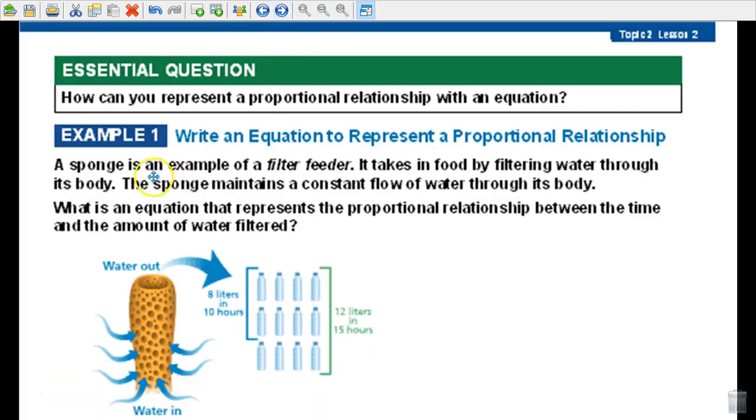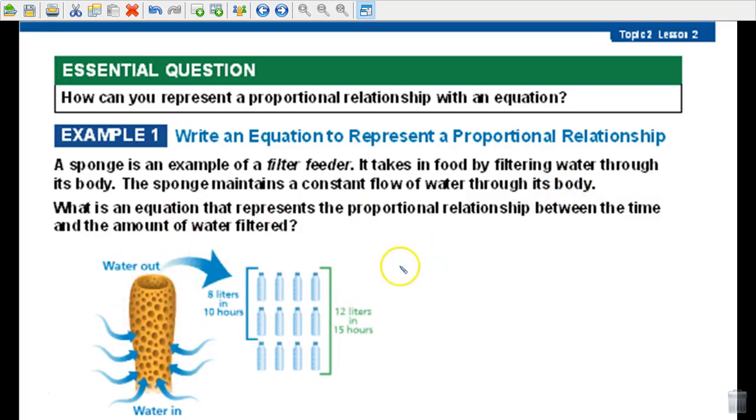Okay, so example 1. Write an equation to represent a proportional relationship. A sponge is an example of a filter feeder. It takes in food by filtering water through its body. The sponge maintains a constant flow of water through its body. What is an equation that represents the proportional relationship between the time and the amount of water filtered? So water out, water in, water out, water in.